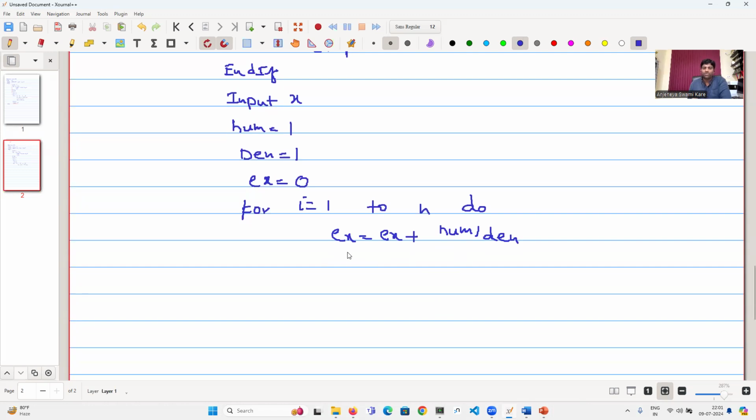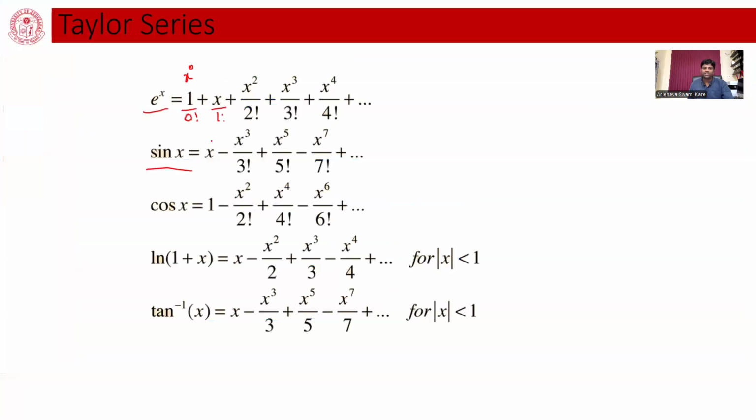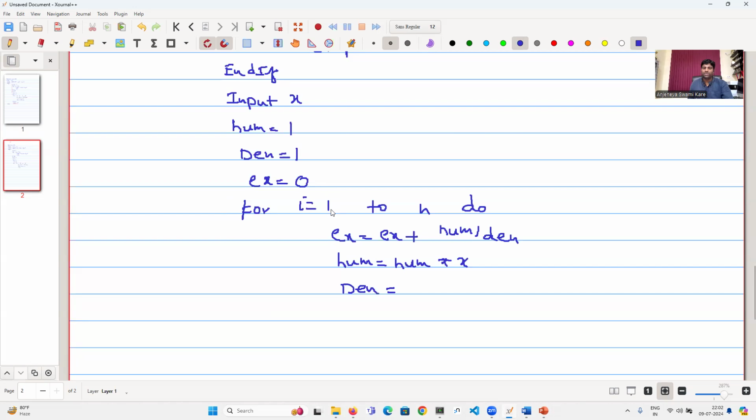For the next term, how is the numerator changing? Numerator is equal to numerator multiplied by x. Initially 1, it will be x. x becomes x squared. x squared becomes x cube, like that. How is the denominator changing? It is multiplied by 1, then 2, like this. So denominator is equal to denominator star i. Initially 0 factorial, 1 factorial. If you multiply 1 factorial by 2, 2 factorial. Then 3 factorial. Like this, the denominator changes every time.